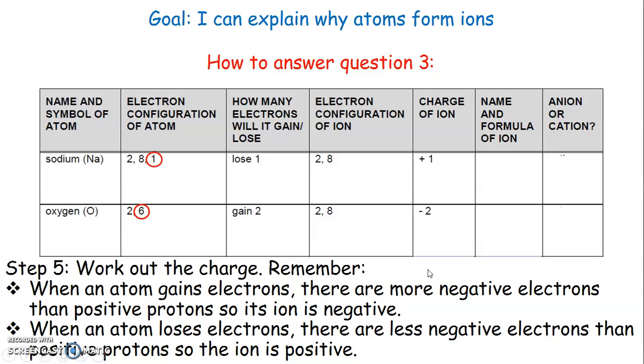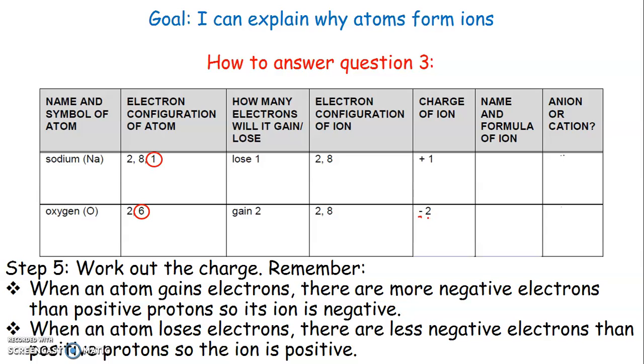Now, step 5 is to work out the charge. Remember that when an atom gains electrons, it would have more negative electrons than positive protons. Okay, so the ion is negative. Okay, so in this case, it's the oxygen that's going to be negative, and because it's gaining 2, it's going to be negative 2.